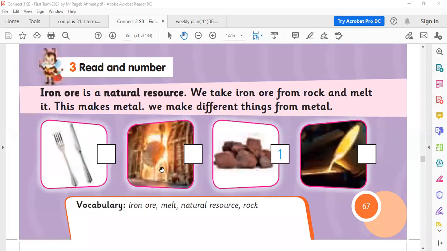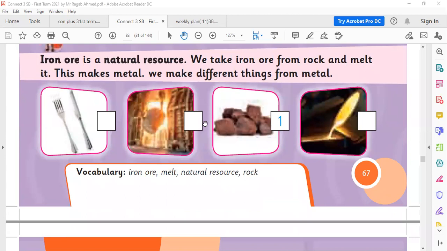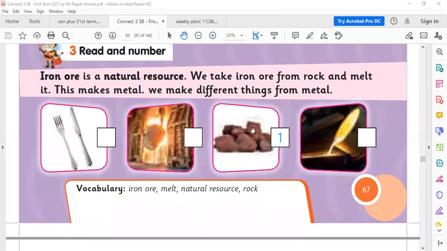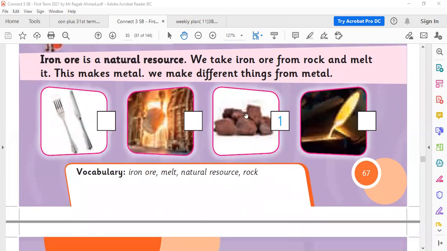Number 1 is... Look here, students. These are the steps. First, we take iron ore from the mountain, from the ground, under the ground. What happens after this? Is it the picture with a spoon, with fork and knife, or with an oven, or melting? What happens next? Letter B. If you know the answer, raise your hand, please. Yes, Mustafa.